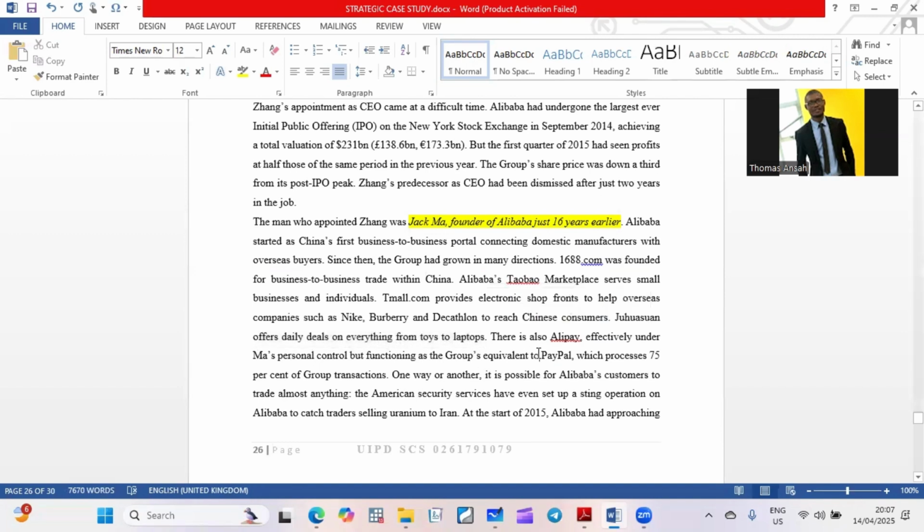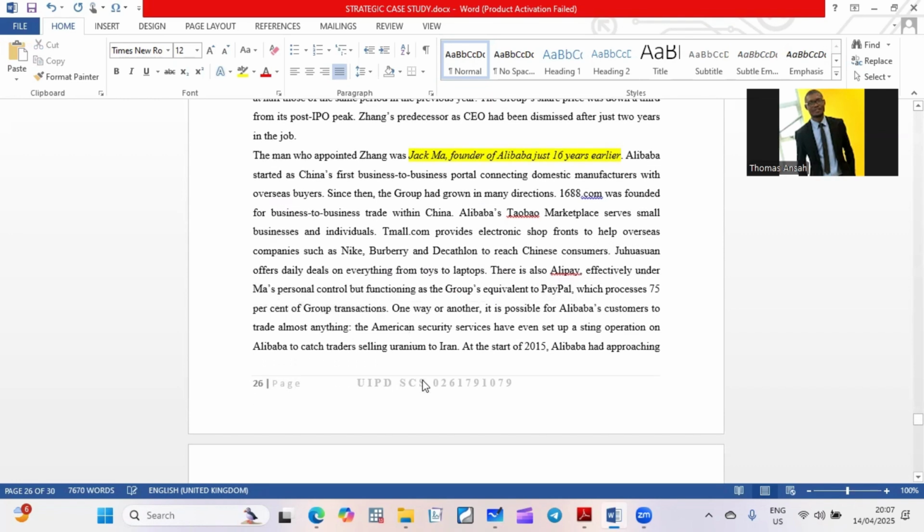There is also Alipay, effectively under Ma's personal control. So Ma, the founder, is controlling that one, but it functions as a group equivalent to PayPal. So he has a competitor. So that should tell you that. Alipay is a competitor with PayPal, and possesses 75% of the group transactions. One way or another, it is possible for Alibaba's customers to trade almost anything.